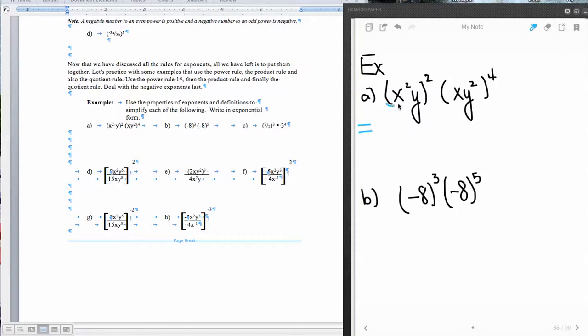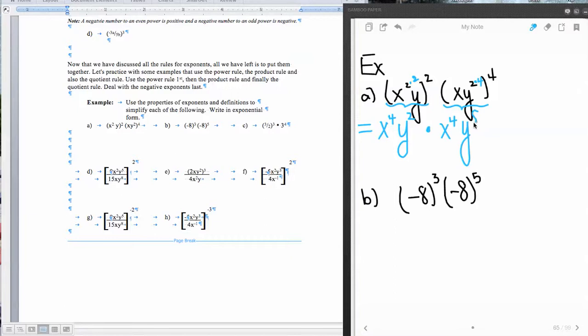So in this one, what we want to do is simplify each of these things, and then we'll use the product rule. So power rule first: x squared squared gives me x to the 2 times 2, which is x to the 4th, and then y to the 1 times 2, which is y squared. And then that is going to get multiplied by x to the 1 times 4, which is x to the 4th, and then 2 times 4, which is 8, so we have y to the 8th.